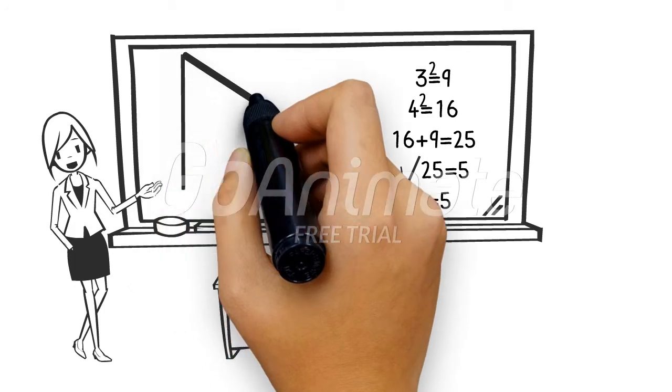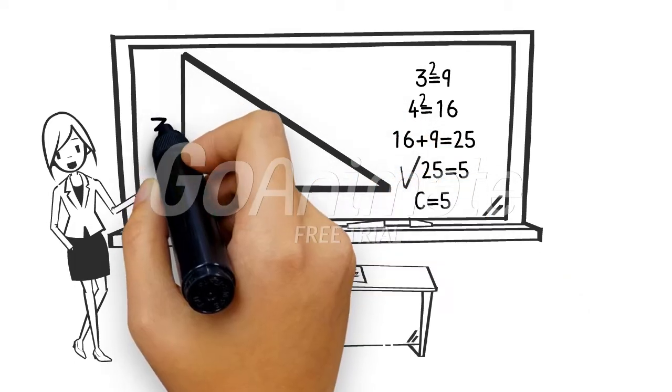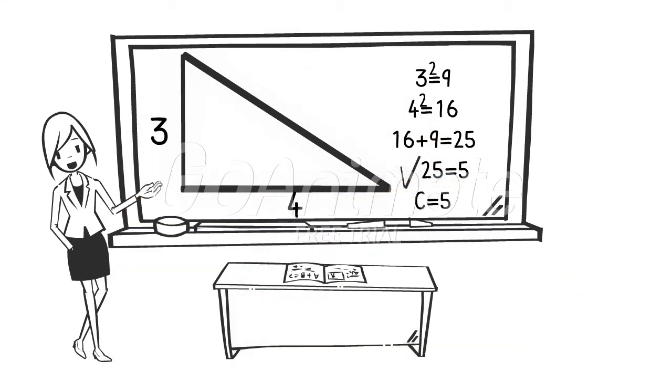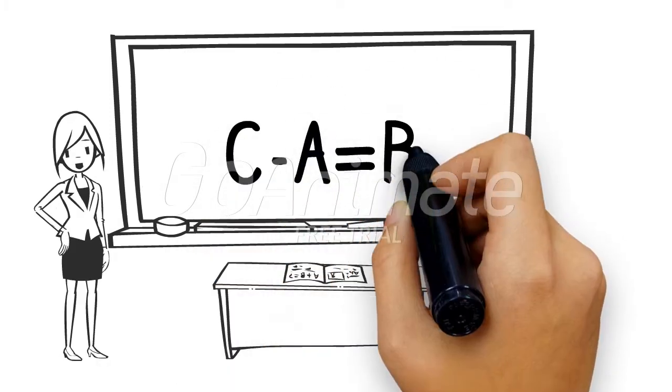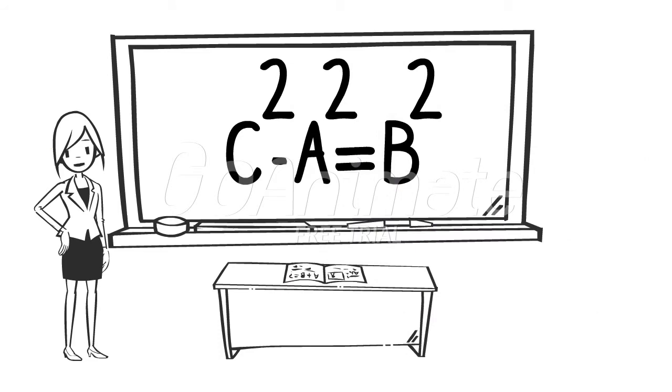Next, use the formula. 3 square equals 9. 4 square equals 16. 16 plus 9 equals 25. Then you find the square root of 25, which is 5. So, C is 5. You can also use Pythagorean theorem to find a leg of a right triangle. The formula would be c square minus a square equals b square.